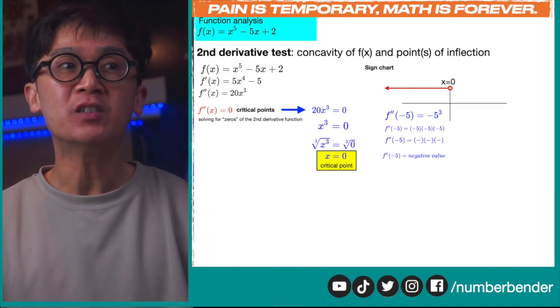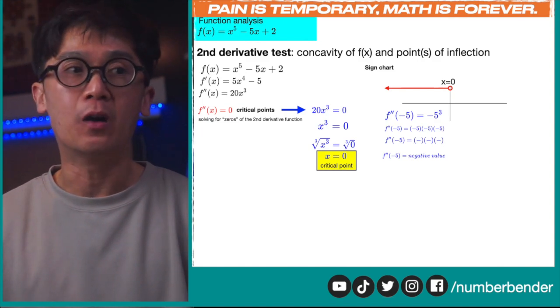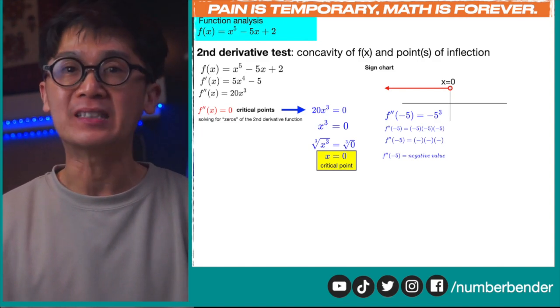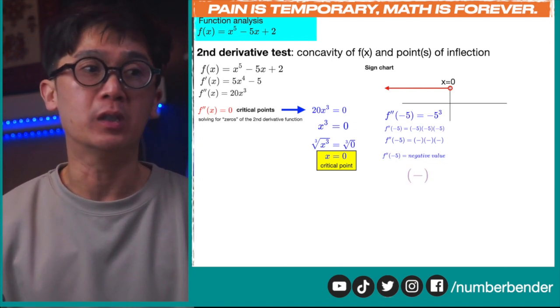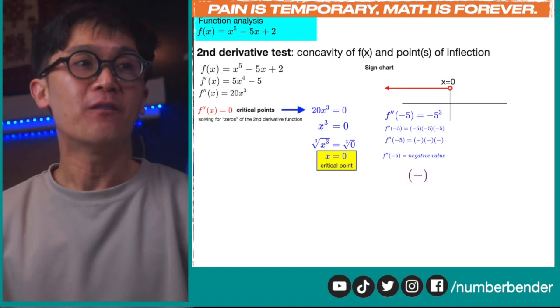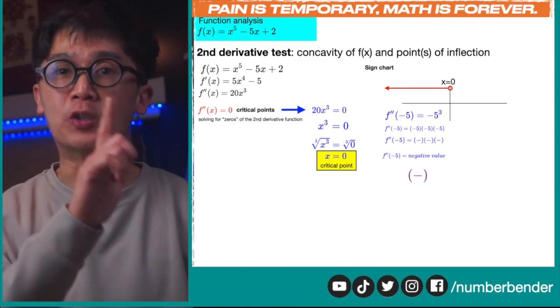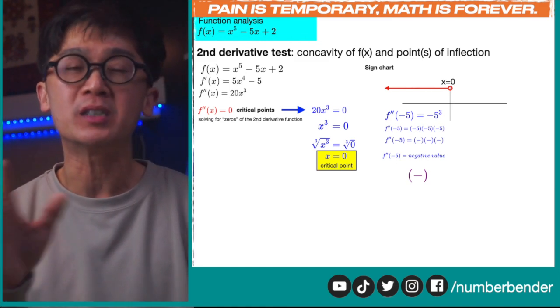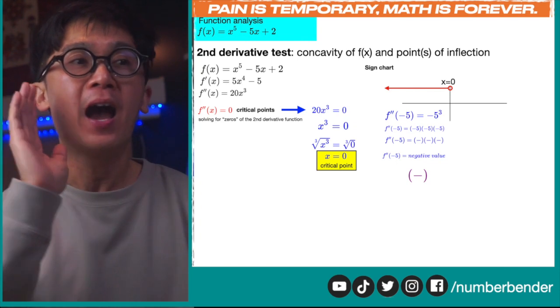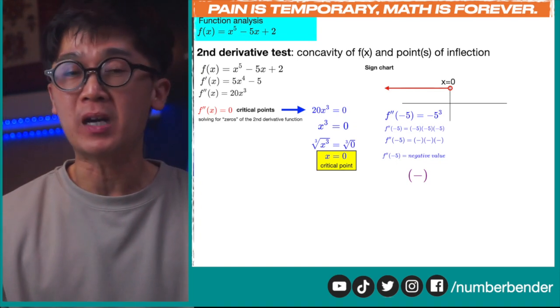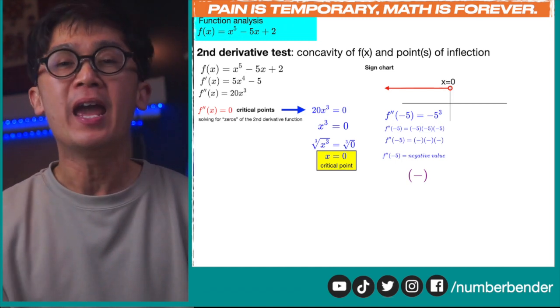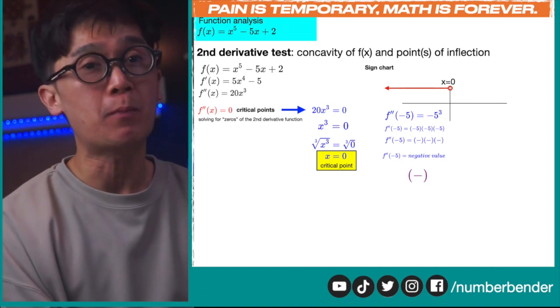So our concavity for this interval x less than 0 is going to be a negative concavity, or a parabola opening downwards. So this one is negative for the first interval, and for our second interval, which is anything that is higher than x equal to 0, it could be 1, 2, 3, positive.